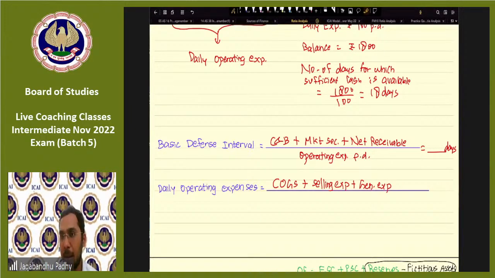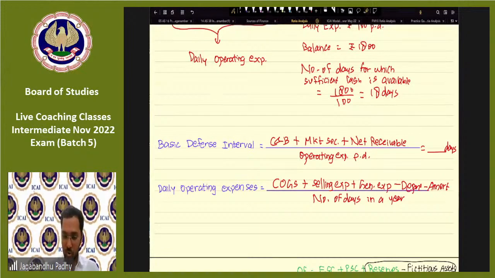Of course, yes. So there may be some amount of depreciation and amortization. COGS may comprise depreciation on machinery, right? Then selling expense may have depreciation on selling van, or general expense may have depreciation on office equipment. So I don't want those expenses to be clubbed over here because that is not something which I'm going to pay in cash. So I need to remove the depreciation and amortization from here and divide it by number of days in a year.